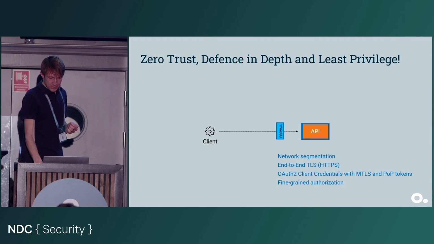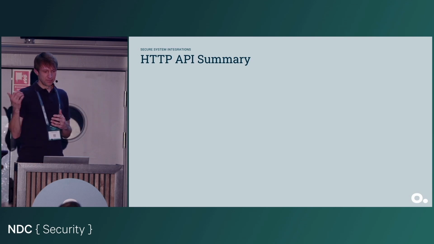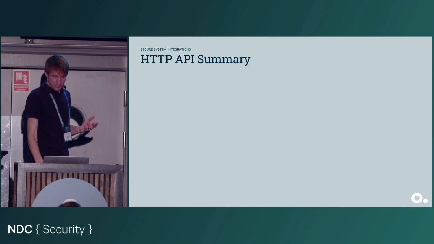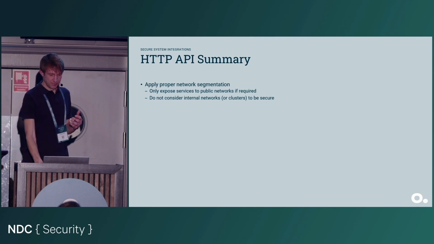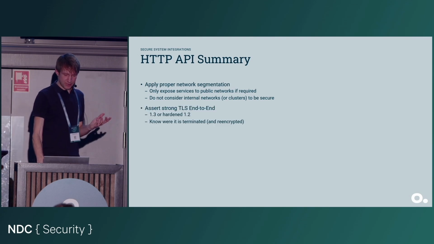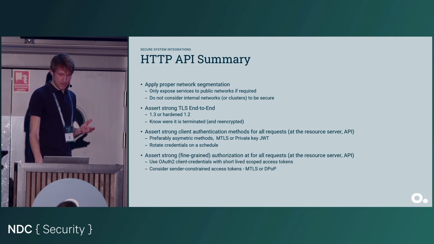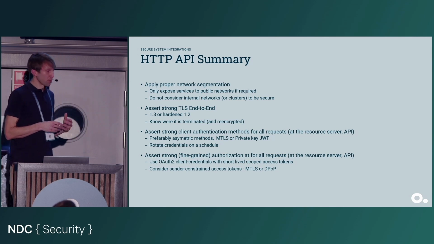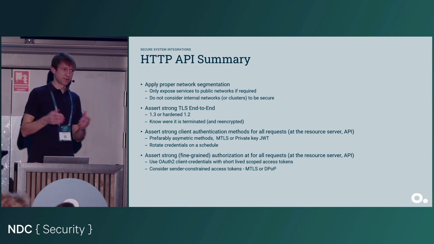And it's time to do a little summary of the HTTP APIs integration that we looked at, and then we will look at some other kind of integrations. But if we summarize this, we apply proper network segmentation, strong TLS, and we have strong client authentication methods, and also the fine-grained authorization that we talked about. So we have all this, and that's a lot of stuff, right?